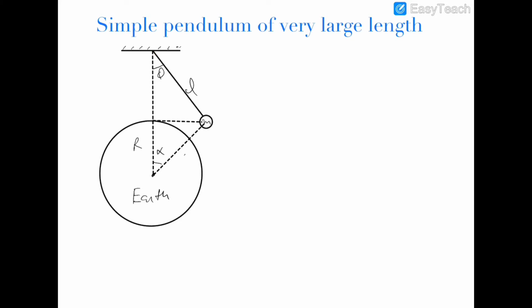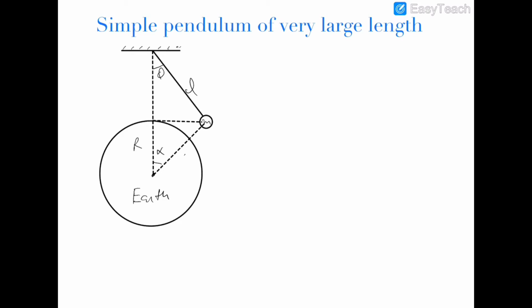Now this is the Earth and this is the radius of Earth. So let us consider a ball of mass m which is connected to a string of length L which is suspended from this point which is outside the Earth. Now we have to find out the time period of small SHM of this ball.